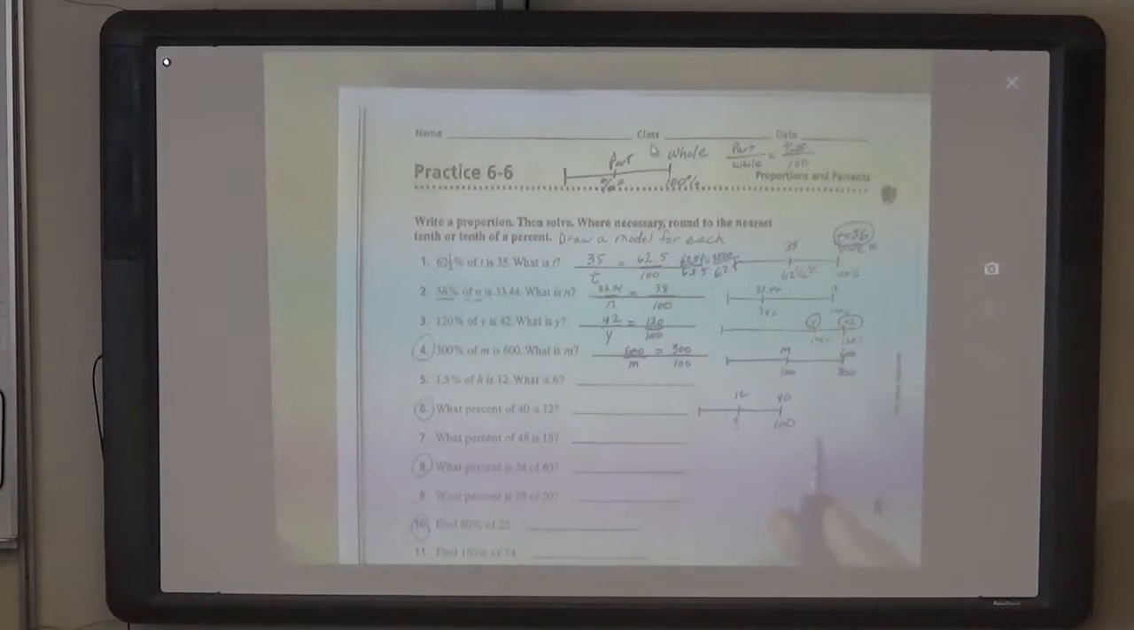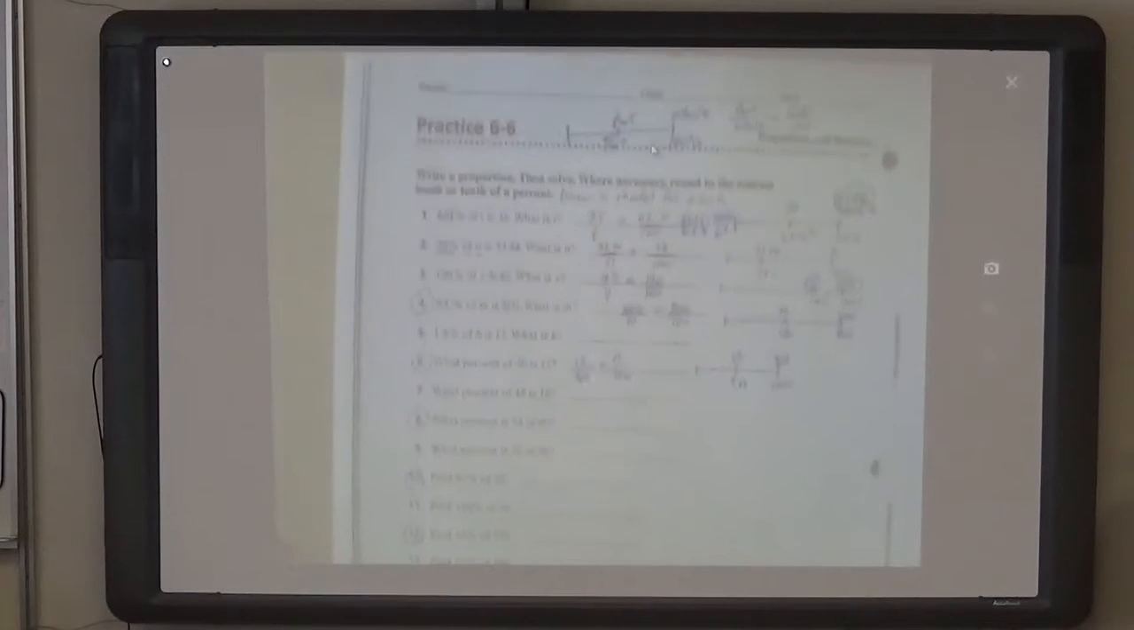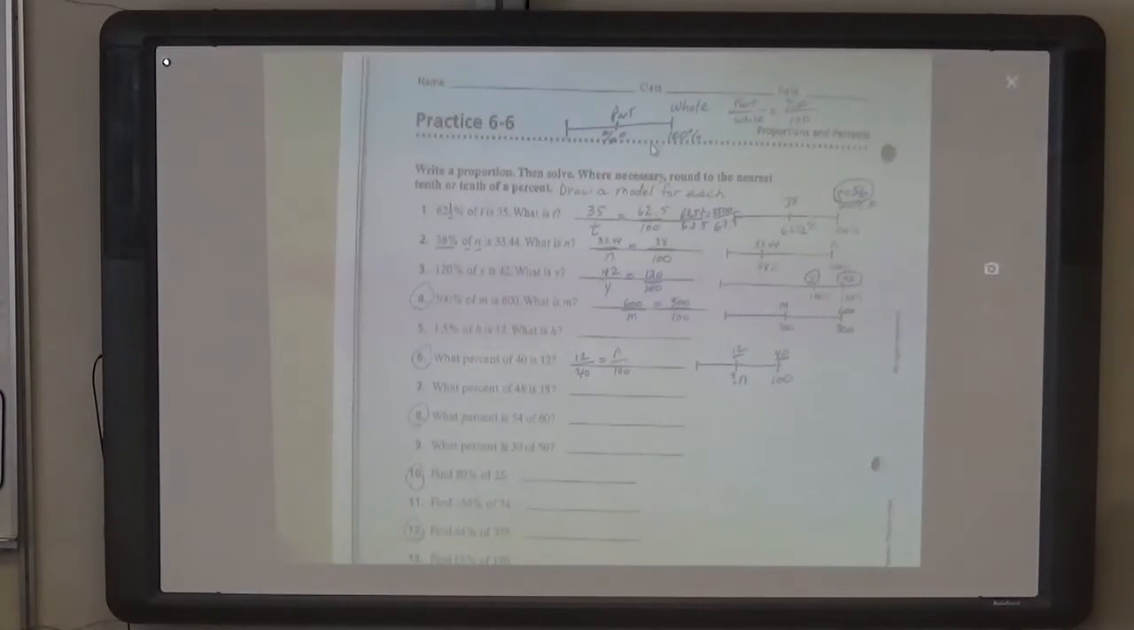So when you write your proportion, the part over the whole, the part is 12, the whole is 40. 12 over 40 is equal to the percent, if you use n percent, over 100. N is the percent number that we're looking for. Okay?